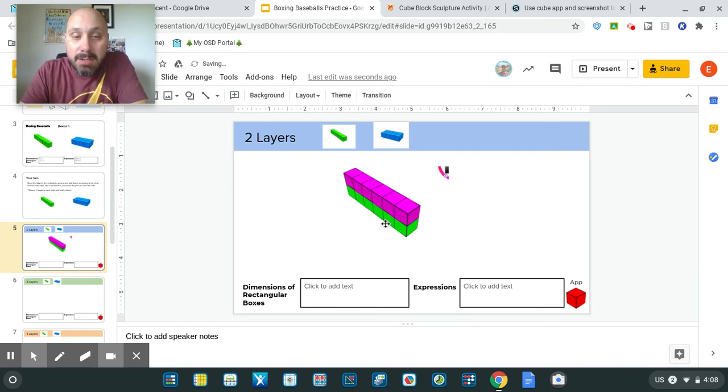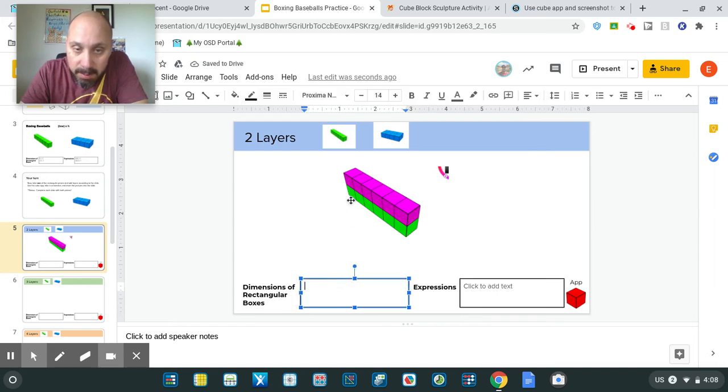Okay, so now I need to write the dimensions. So for this one, my length hasn't moved. My length is the same thing. The only thing that I added was part of the height, wasn't it? It's just getting taller each time. So my length is still 1, 2, 3, 4, 5, 6. So my length is 6.